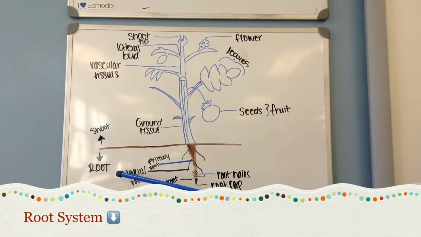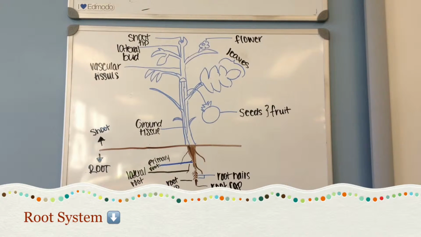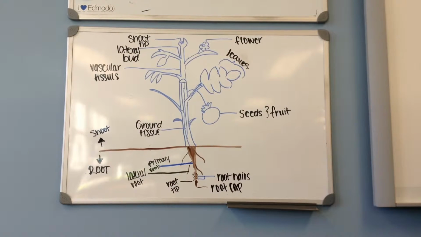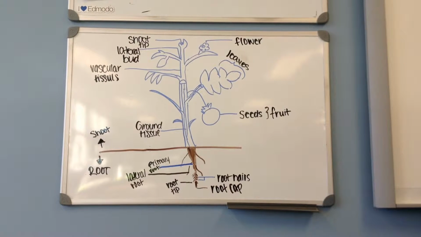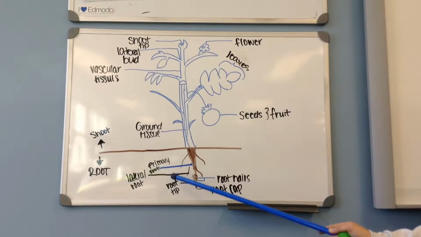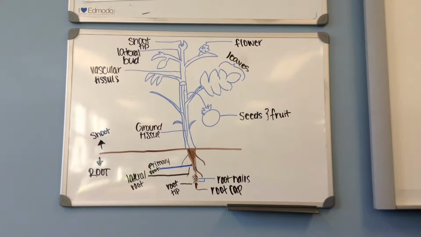The root system is usually underground. It anchors the plant in the soil. It absorbs water and nutrients. It conducts water and nutrients and stores food. It includes a primary root, which is the first root of a plant that originates in the embryo.